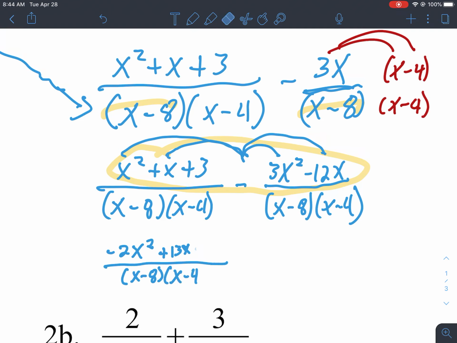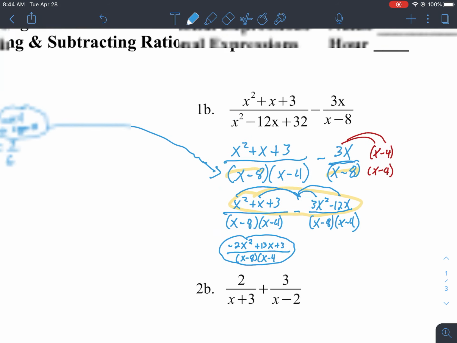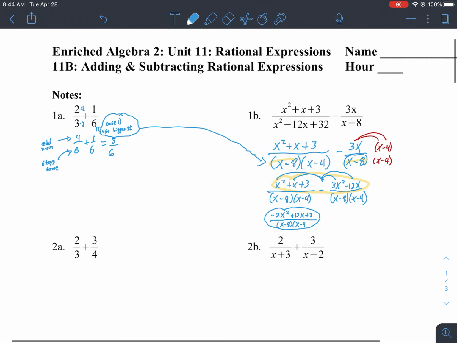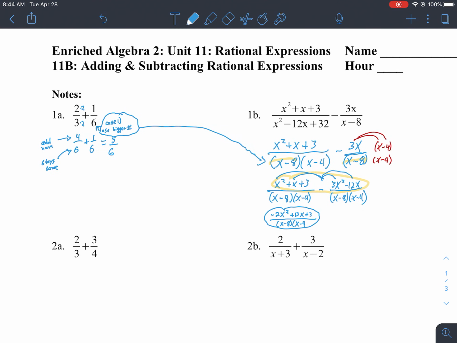And that's an odd looking answer, and I wrote it a little sloppy. But that is it. Now if we could factor the top, it would look better, but most of the time we can't, and that's true in this case. So that was case 1. Okay, let's try case 2.